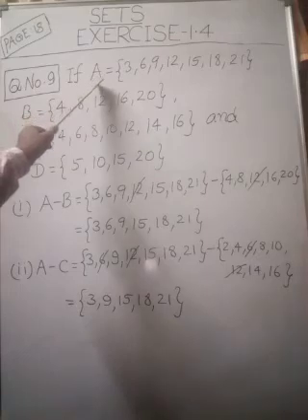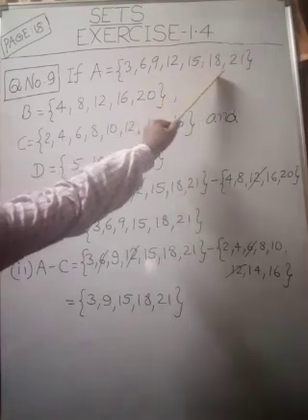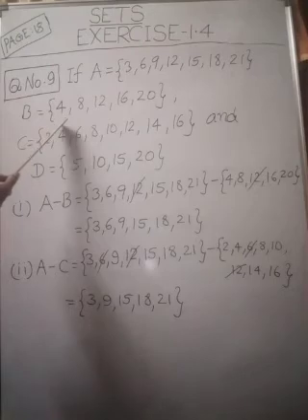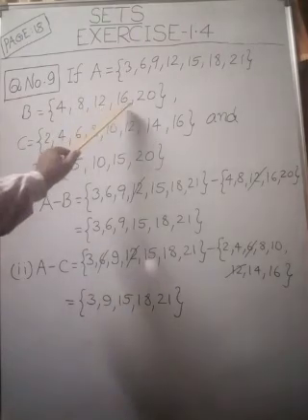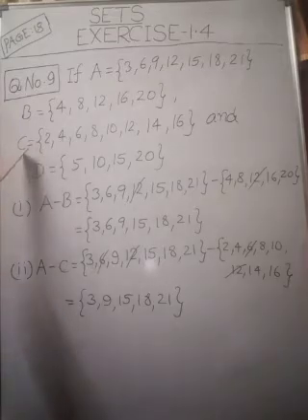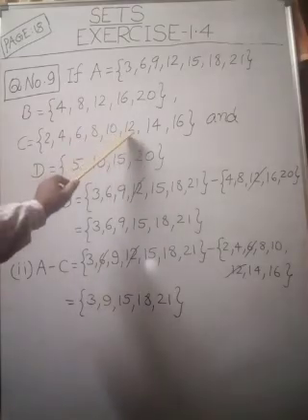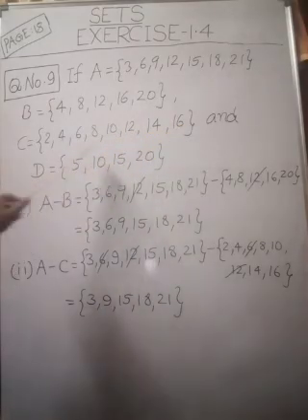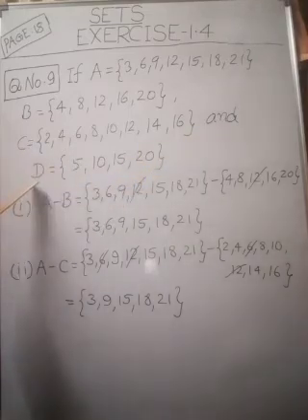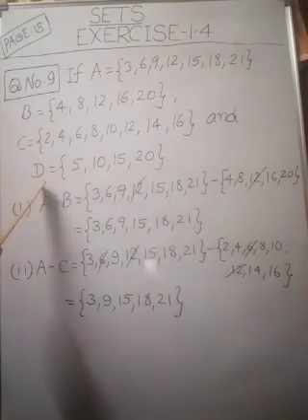If A is equal to the set 3, 6, 9, 12, 15, 18, 21. These are the elements of set A. B is equal to the set 4, 8, 12, 16, 20. These are the elements of set B. C is equal to the set 2, 4, 6, 8, 10, 12, 14, 16. These are the elements of set C. And D is equal to the set 5, 10, 15, 20. These are the elements of set D.